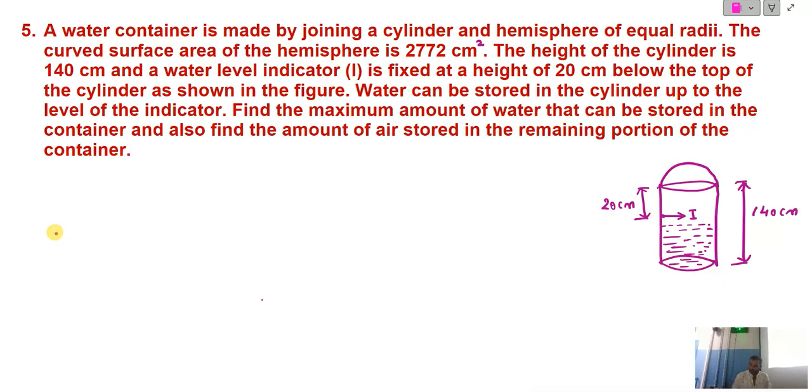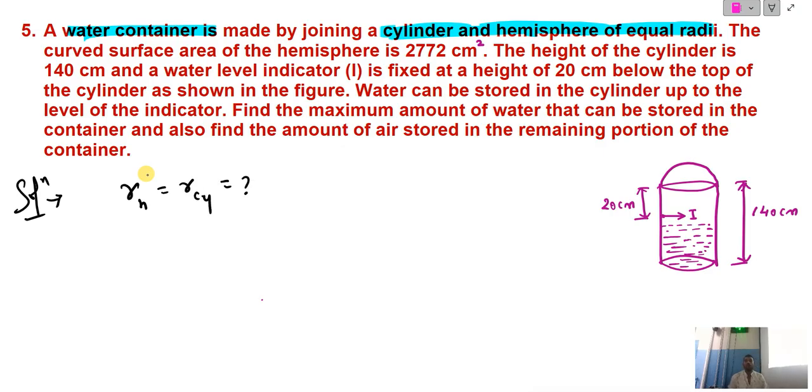Yeah, let me proceed solving this problem. Solution. See, children, here the question is, a water container is made by joining a cylinder and a hemisphere of equal radii. So both the radii are equal. It means that the radius of the hemisphere is equal to the radius of the cylinder. How much it is, we don't know.